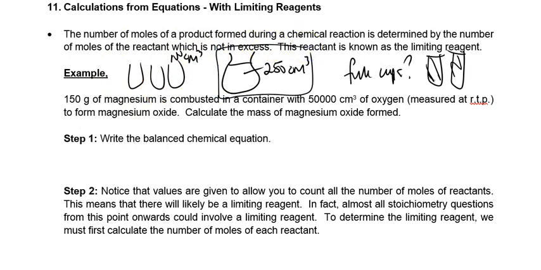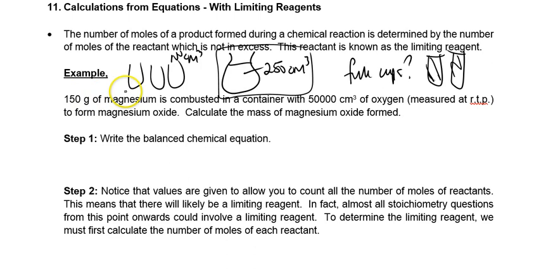So in a chemical reaction, there may sometimes be a reactant which will limit the other reactant from reacting completely. The reactant which limits the other reactant from reacting completely is called the limiting reagent. So let's take a look at the example below.